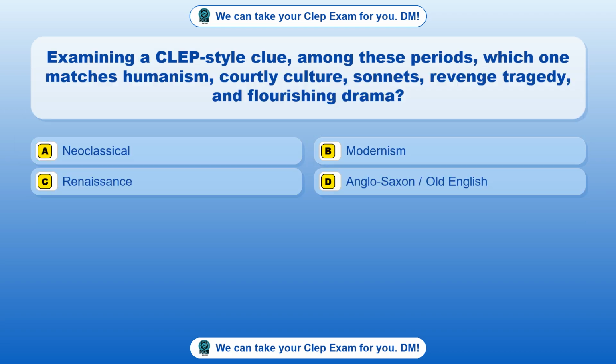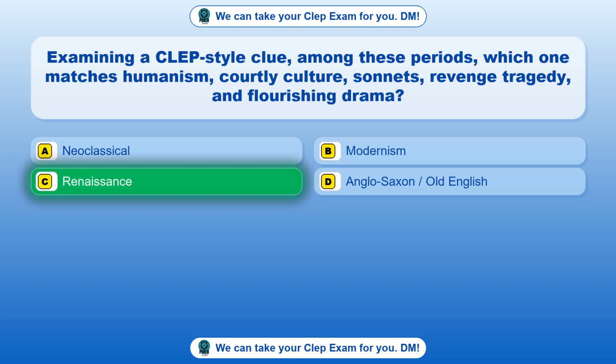Question 20. Examining a CLEP-style clue among these periods, which one matches humanism, courtly culture, sonnets, revenge tragedy, and flourishing drama? Option A. Neoclassical. Option B. Modernism. Option C. Renaissance. Option D. Anglo-Saxon/Old English. The correct answer is option C.